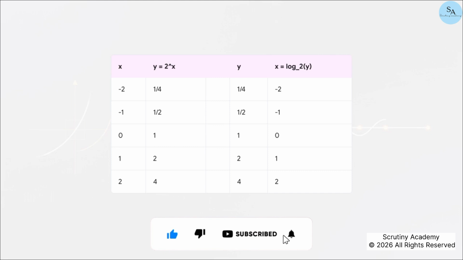Now check out the other side. This is the logarithmic function. If our input y is 1/4, our output x is -2. The inputs and outputs literally just trade places. That's the big secret here. Logarithms are just exponents in reverse. They're basically asking the question, to what power must I raise the base to get this number?